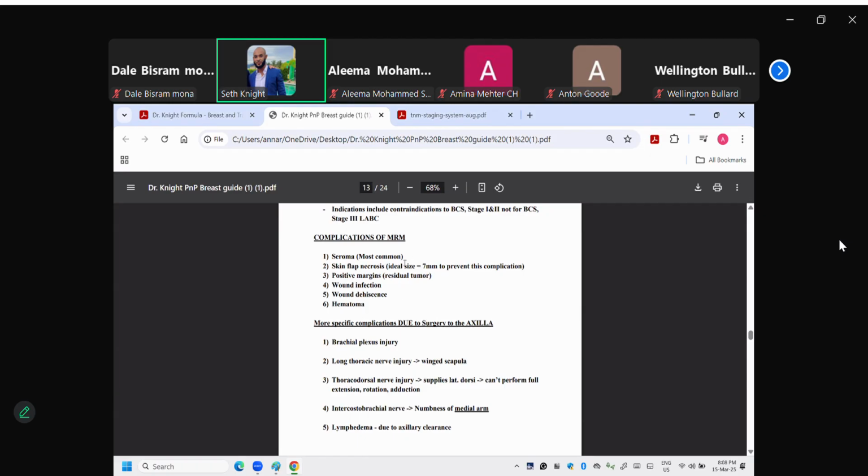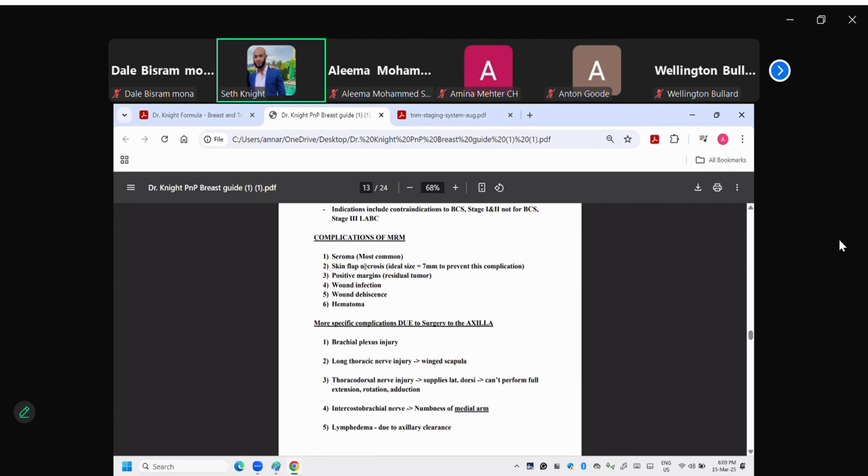So to clarify, the complications of an MRM, the most common would be a seroma. Skin flap necrosis is a very common complication. Positive margins, that is, you have residual tumor left behind, you didn't clear the entire tumor. Wound infection, wound dehiscence, of course, simple surgical complications, hematomas, things like that, right? But very specific to MRM would be skin flap necrosis. And for that reason, when the surgeon is making a skin flap, the ideal size is 7 millimeters. Too small increases the risk of necrosis, too large increases the risk of seroma and retaining fluid and all of that kind of stuff, right? So those are the complications of the MRM.